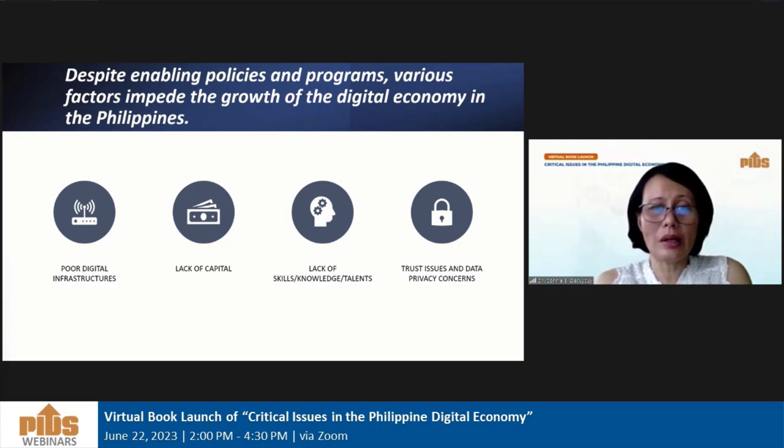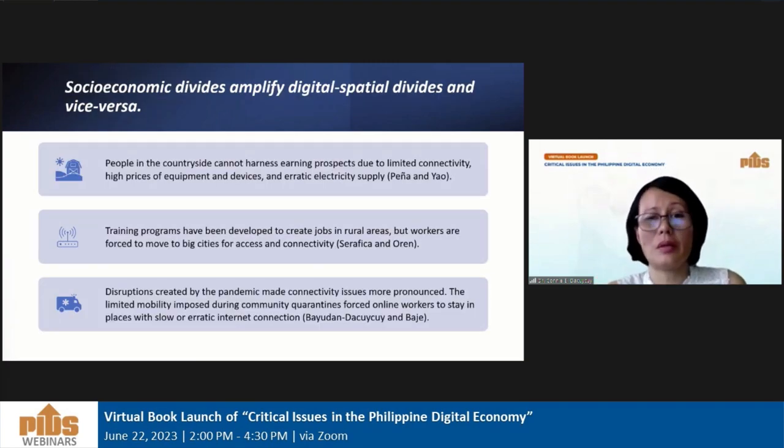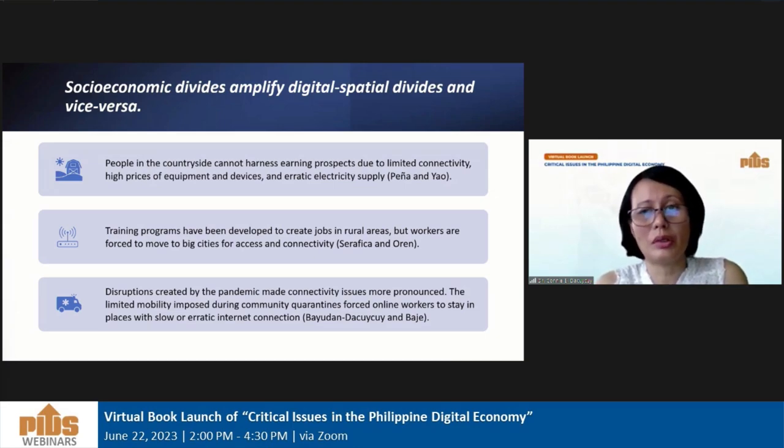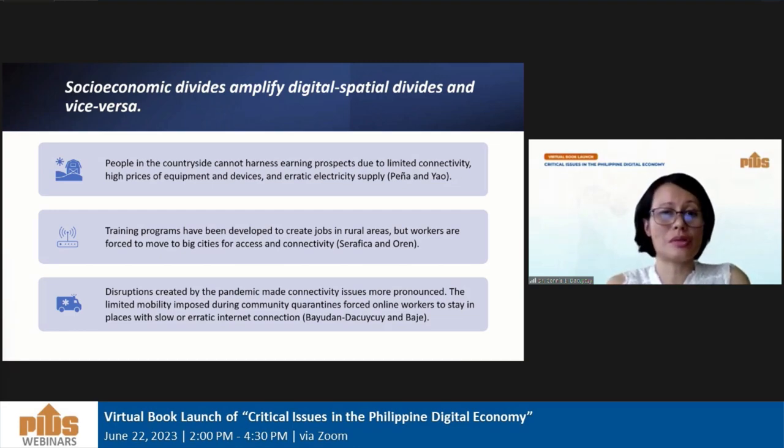So on the next slide, we note that there are socioeconomic divides and there are digital spatial divides, and both can amplify each other. So with respect to socioeconomic divide, we know that poor and non-poor have different levels of access, exposure, and capabilities. Thus, there is a difference in ICT utilization with respect to connecting to a mobile network, affording an internet-enabled device, and or having the capacity to perform digital tasks. With respect to spatial divide, there is urban-rural regional disparity in terms of the available infrastructures, tools, and resources. So both divides are mutually reinforcing.